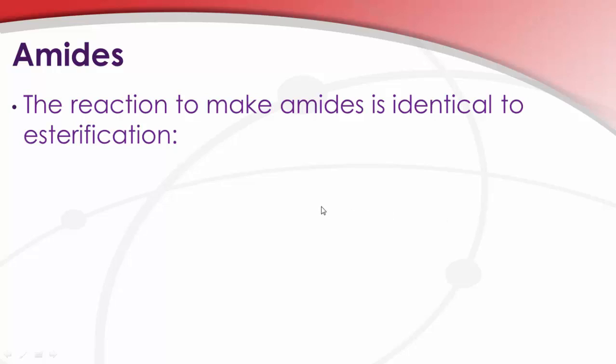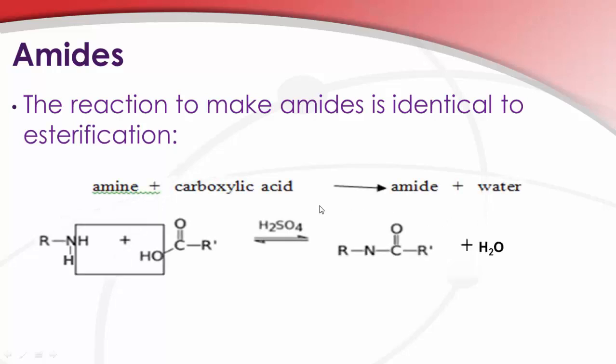The reaction to create amides is essentially identical. The only difference is that we're going to have an amine on the left-hand side, and the exact same reaction applies and the same product. It's just we have a nitrogen in here instead of an oxygen.